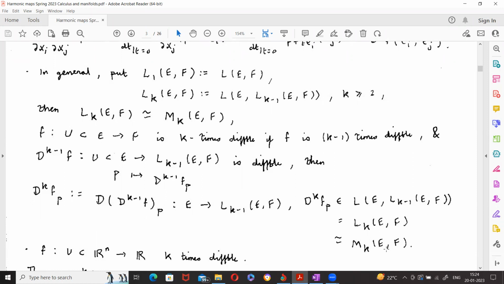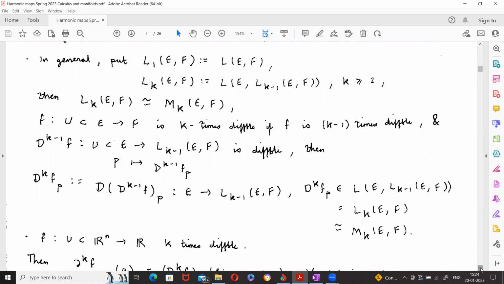Is that clear? We've done it for K equal to 2. For higher K, it's similar. All right. That's all I'm saying. So the higher derivatives are multilinear maps. All right. Higher derivatives are multilinear maps.